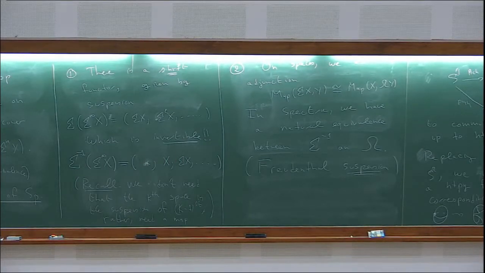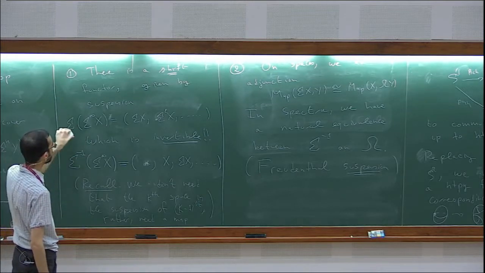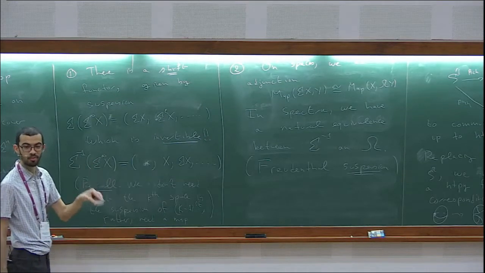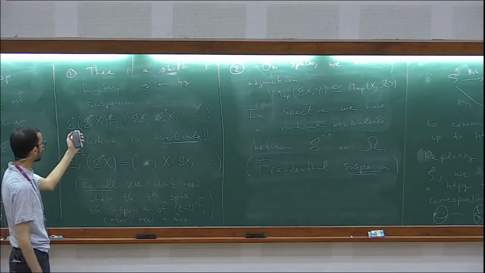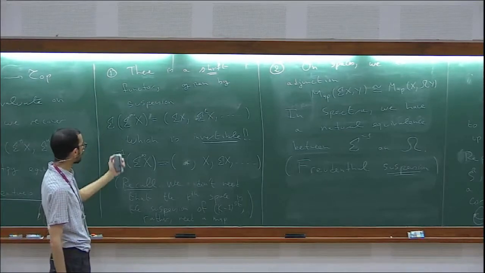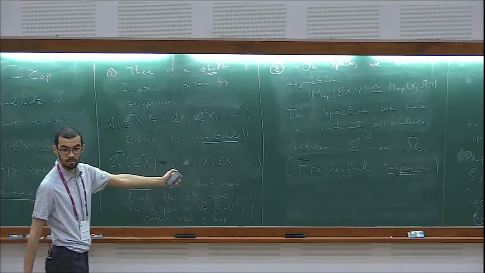Yeah. Sigma inverse. Okay, so the thing is that the notation is slightly bad. So sigma here denotes both the functor from topological spaces to topological spaces, and the functor from spectra to spectra. So there's a functor from spectra to spectra called sigma. Okay, and now, so you're saying, what if I apply sigma to sigma inverse? Is that what you're asking me? Yes, I won't get the same space back.